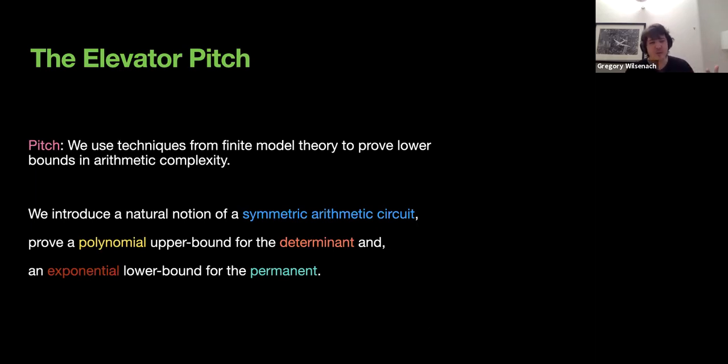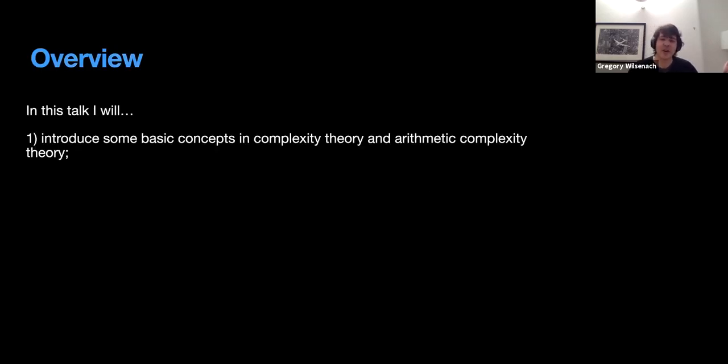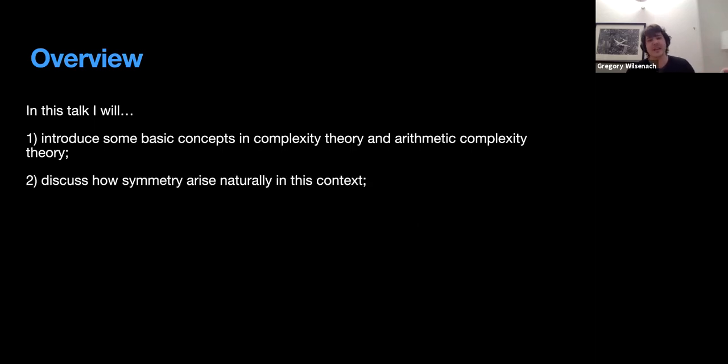And if you're not sure what an arithmetic circuit is, or you don't know what determinant or permanent are, I'm going to begin by going through a pretty slow introduction to these topics. So in this talk, I'm not really sure of the level of background on topics in complexity theory that most people here will have. So I'm going to introduce some basic topics in complexity theory and some basic topics in arithmetic complexity, which is slightly more unusual. And then I'm going to discuss how questions about symmetry naturally arise in this context.